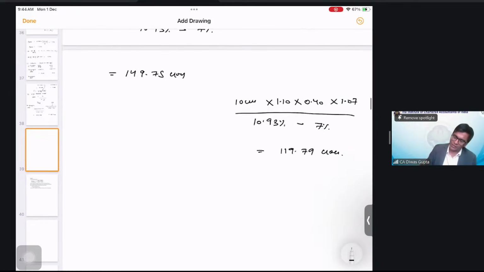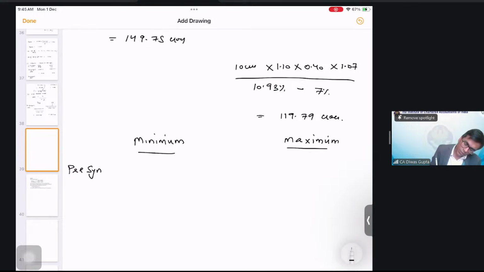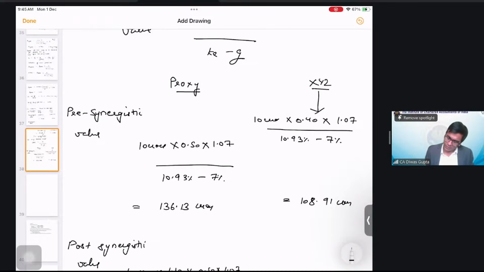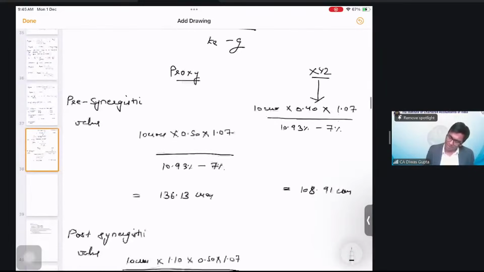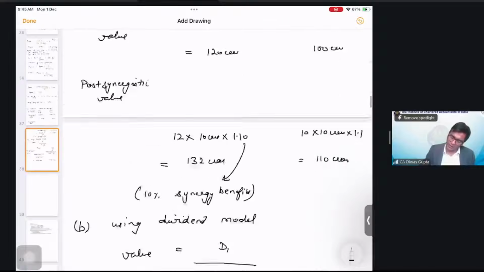Clear? Now, if we just plot it, what is the minimum and what is the maximum amount in both pre-synergistic and post-synergistic? Let's first talk about the pre-synergistic values. Let's first find out the minimum value, okay? So 136 and 108. So 108 is the minimum value from here.